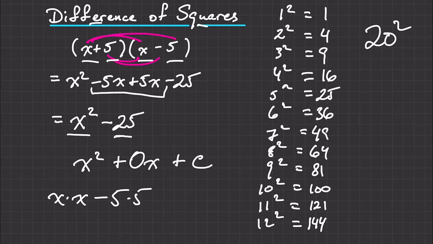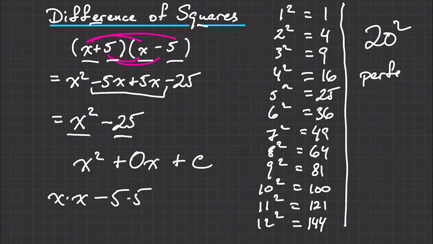When I was in grade 7, our teacher made the entire class memorize this list all the way up to 20 squared. And it seemed like a horrible thing at the time, but it has become a huge benefit to me doing these questions, because what happens is these numbers, they're called perfect squares.